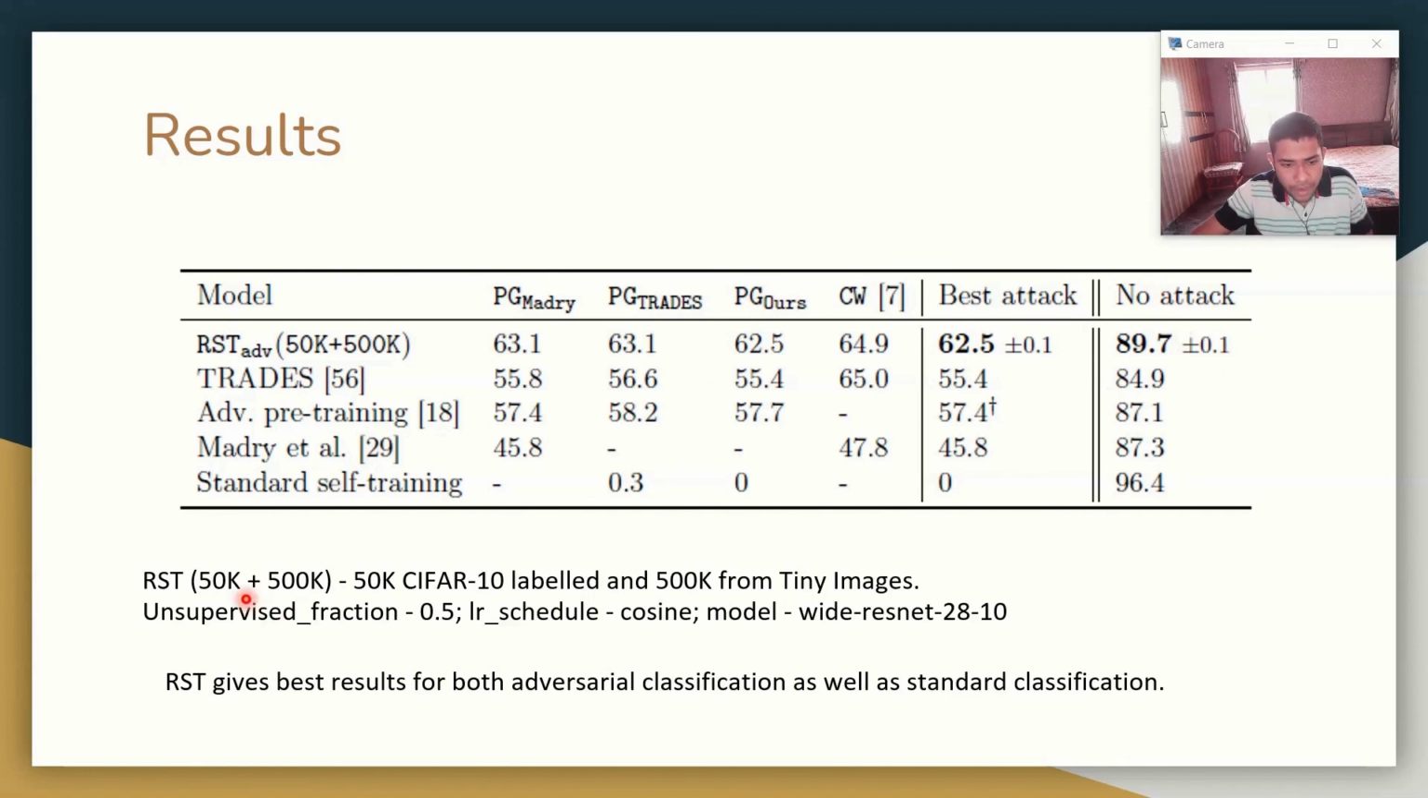Here the unsupervised fraction is 0.5. In the final RST-ADV experiments, the unsupervised fraction is 0.5, the learning rate schedule is cosine, and the model they are using is Wide ResNet, which is a popular model. The model used for all the experiments is Wide ResNet 28-10. Here we can conclude that RST gives the best results for both adversarial classification as well as standard classification compared to the other adversarial training algorithms. RST-ADV, the proposed method, gives the best result for adversarial classification, which is 62.5, and also for the no attack case, which is the standard case.